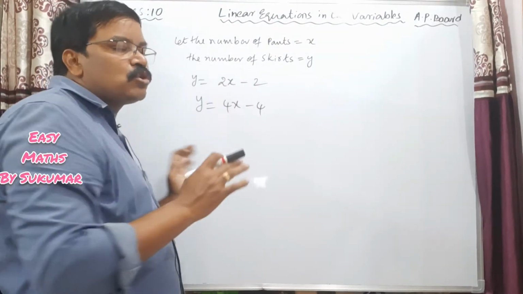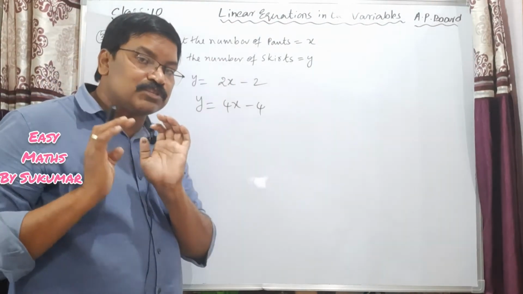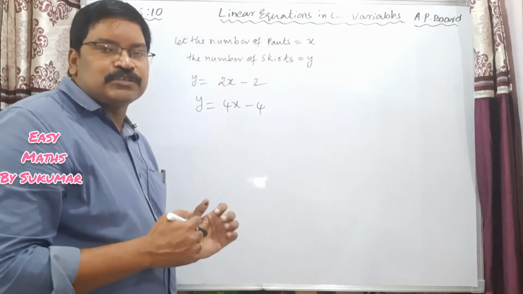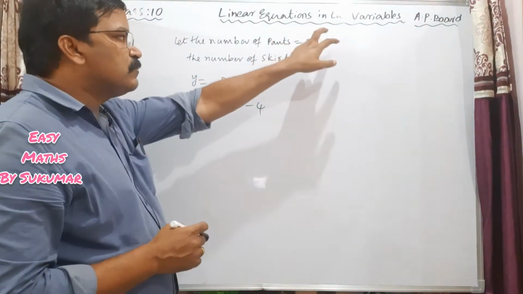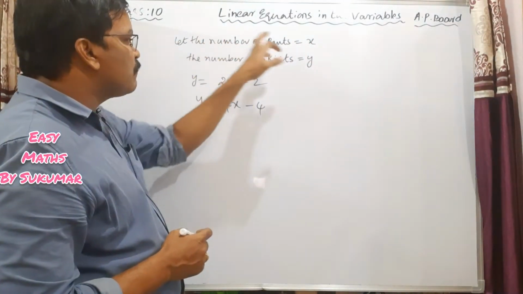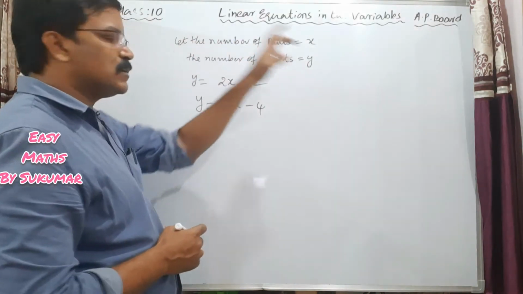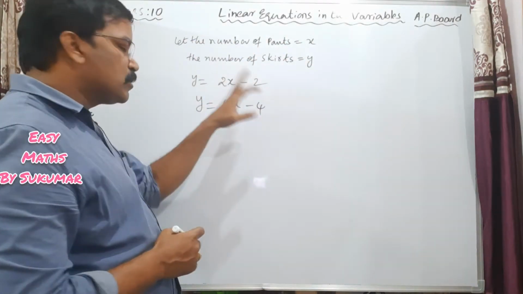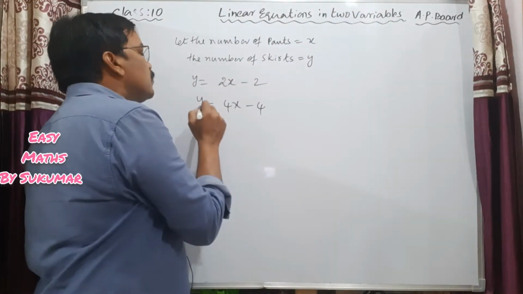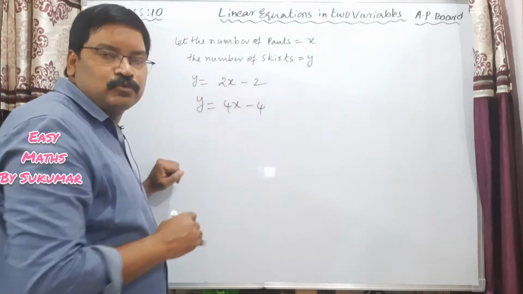So based on the information given in the statement, we write the two equations. So before that we should take x and y. Here I have taken the number of pants is equal to x and the number of skirts is equal to y. So according to the two cases here, y is equal to 2x minus 2 and y is equal to 4x minus 4.